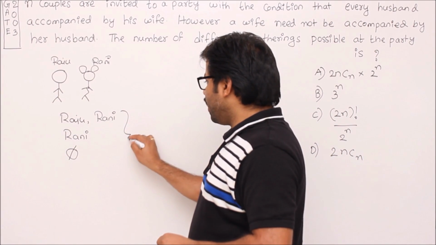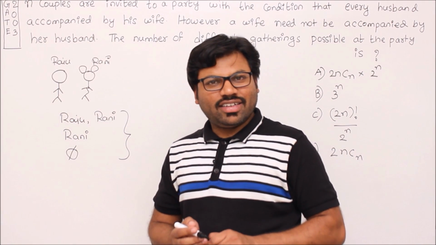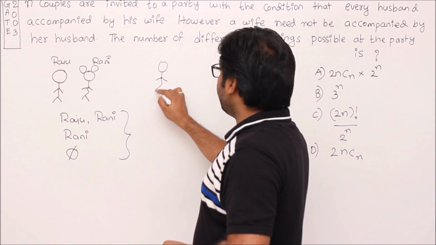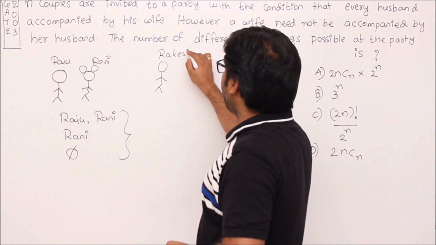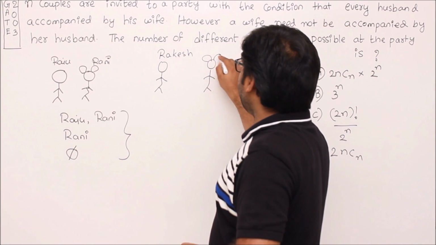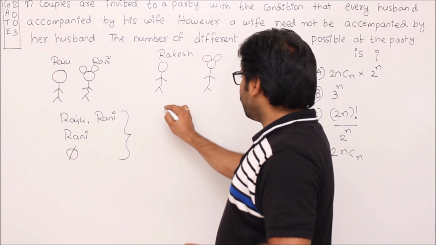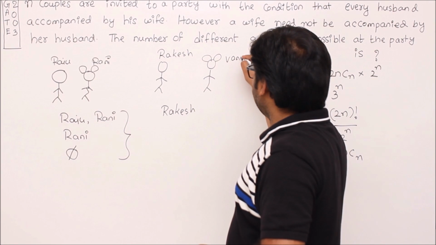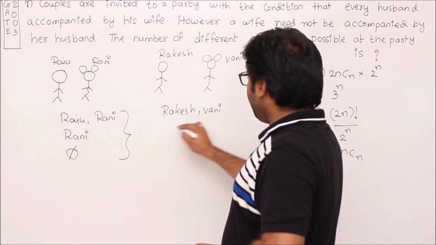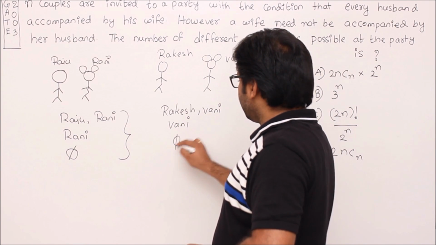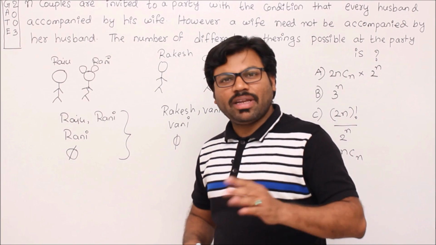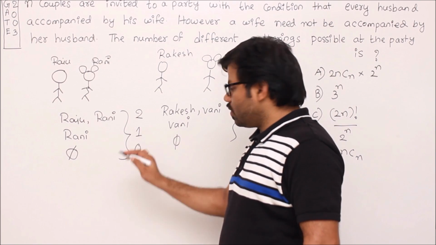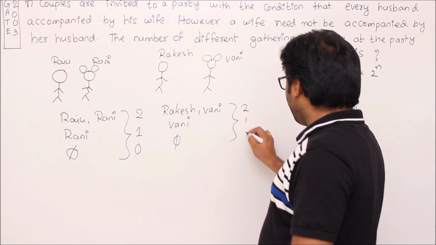So there are three possibilities we can have in a gathering if some couple is invited to a party. Similarly, if I take one more couple, let's take Rakesh, Vani. Since every couple has the same terms and conditions, they also form three gatherings. One is Rakesh, Vani. Second one only Vani. Third one nothing. So in that way, every couple's decision can be represented with three numbers: one is 2, second one 1, third one is 0. Isn't it? So similarly here also 2, 1, 0.